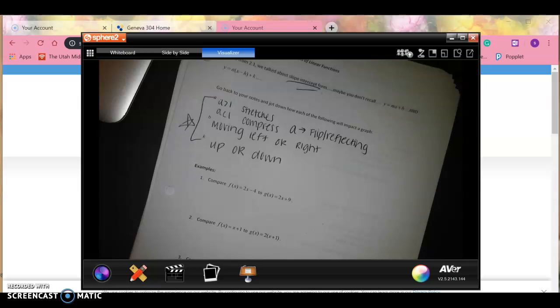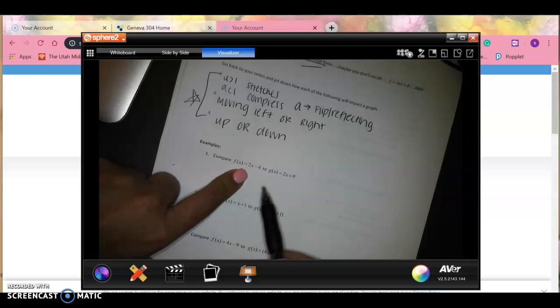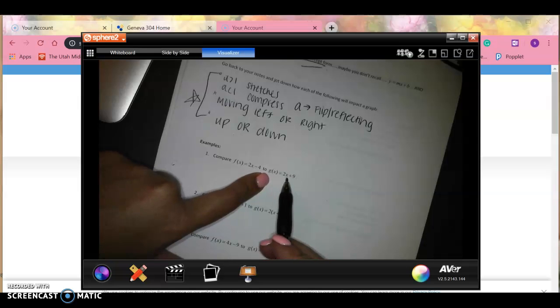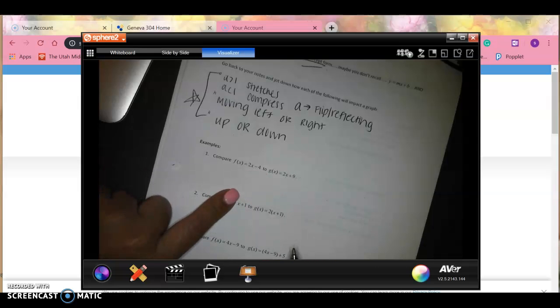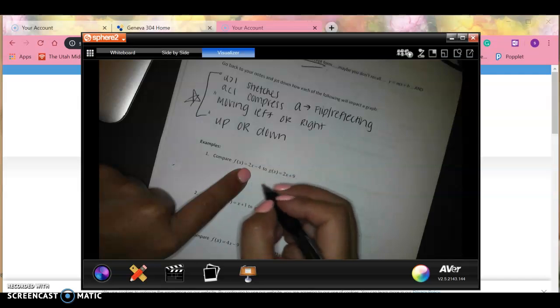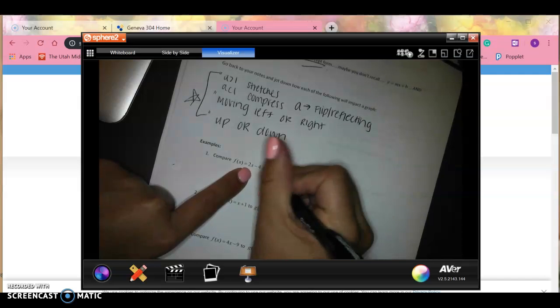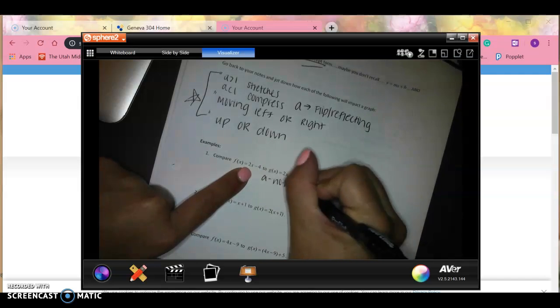So if you start to get this idea of thinking about A, H, and K and how it's moving a graph, you'll be set. So for this one, they want me to look at 2x minus 4, and how it shifts from f of x is 2x minus 4 to g of x, where 2x plus 9 is what's there. So here, if we think about it, they have the same slope. So A is not changing.